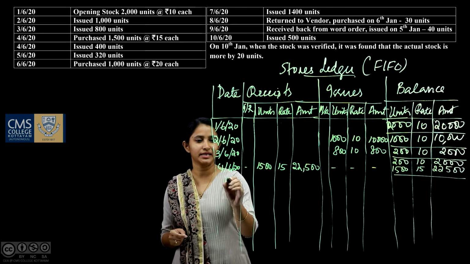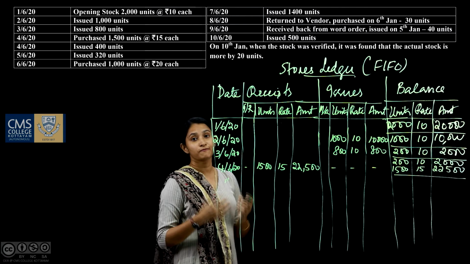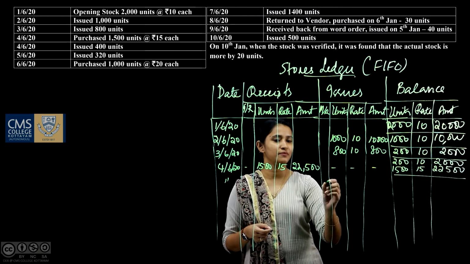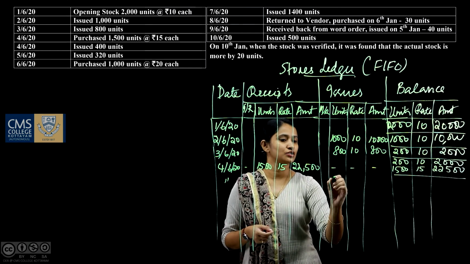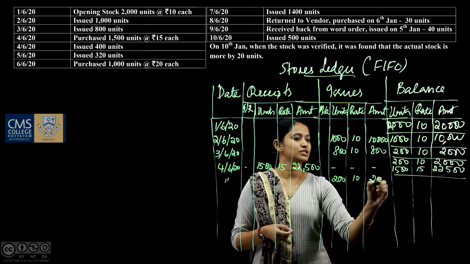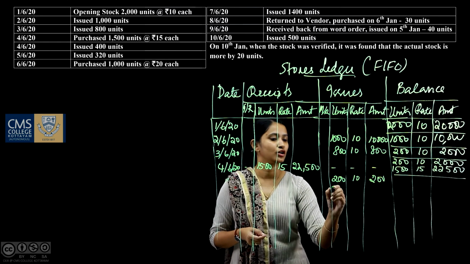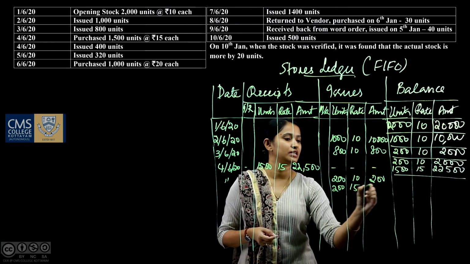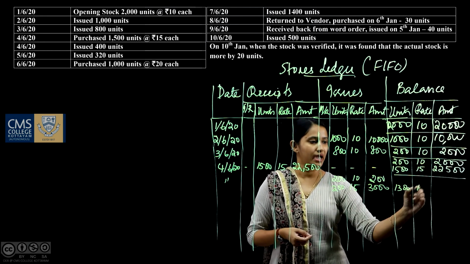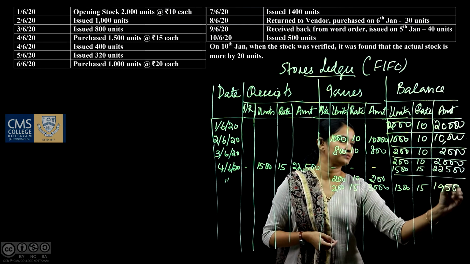And then on that same date itself, we have an issue, that is the production department is asking us for 400 units. So according to the first in first out method, first we will take from the first lot, that is 200 units at 10, 2000. They have asked us for 400 units in total, so we will take the remaining 200 from the second lot, 200 at 15, 3000. So that leaves us with 1300 units at rupees 15. So the value comes to 19,500.